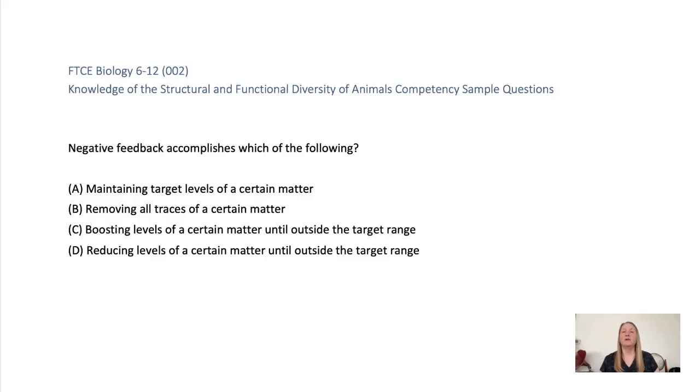B. Negative feedback doesn't aim to eliminate something completely. C. This describes positive feedback, not negative. D. Negative feedback keeps things within range, not outside of it. The correct answer is A. Maintaining target levels of a certain matter. Negative feedback accomplishes target levels of a certain matter in a cell by throttling back on the process. Negative feedback is more common than positive feedback.